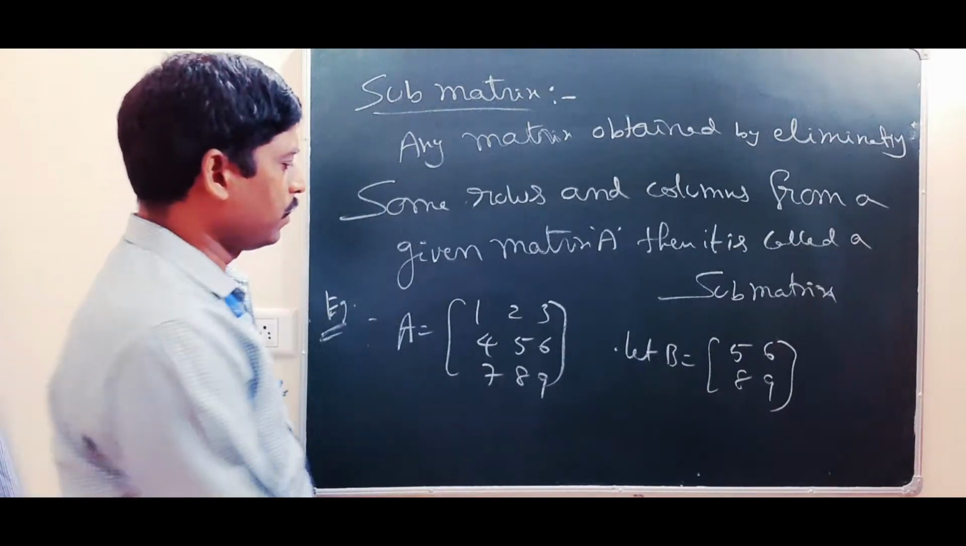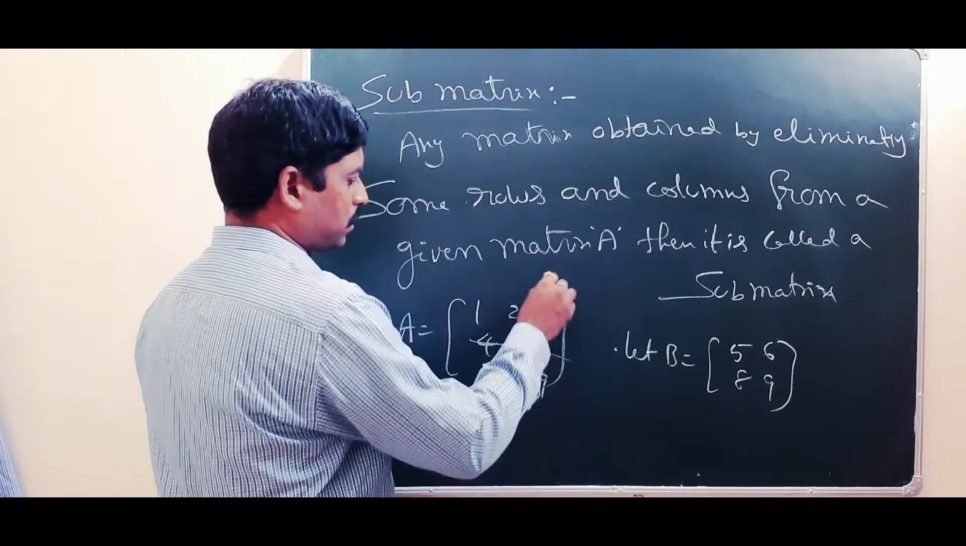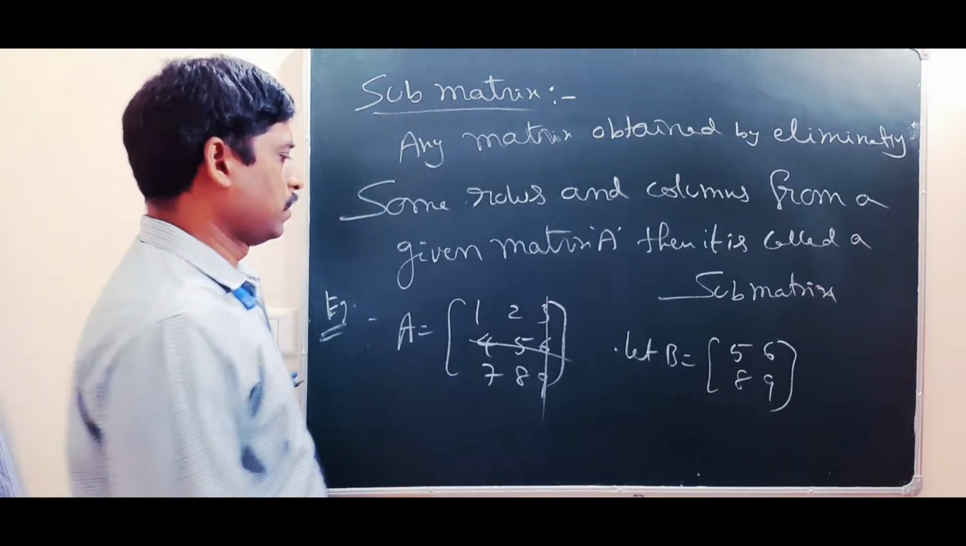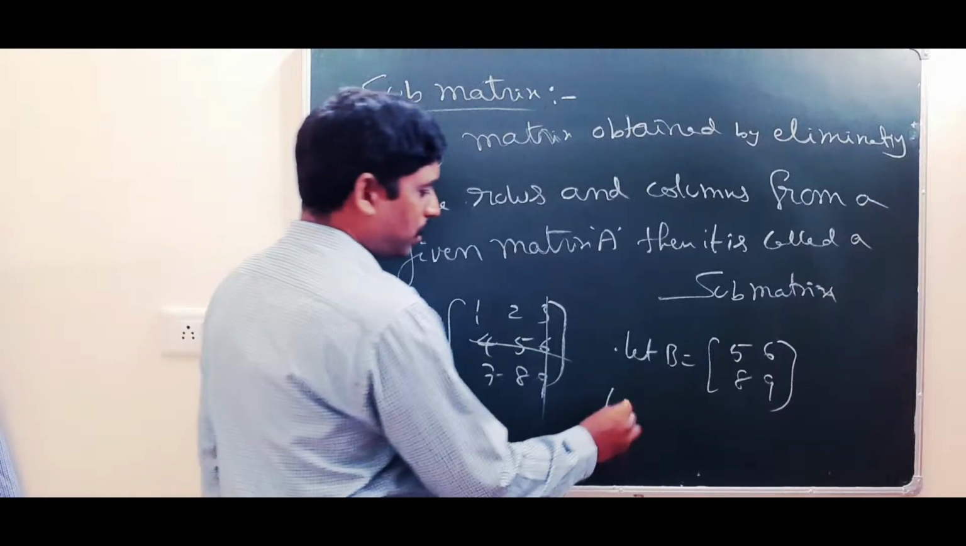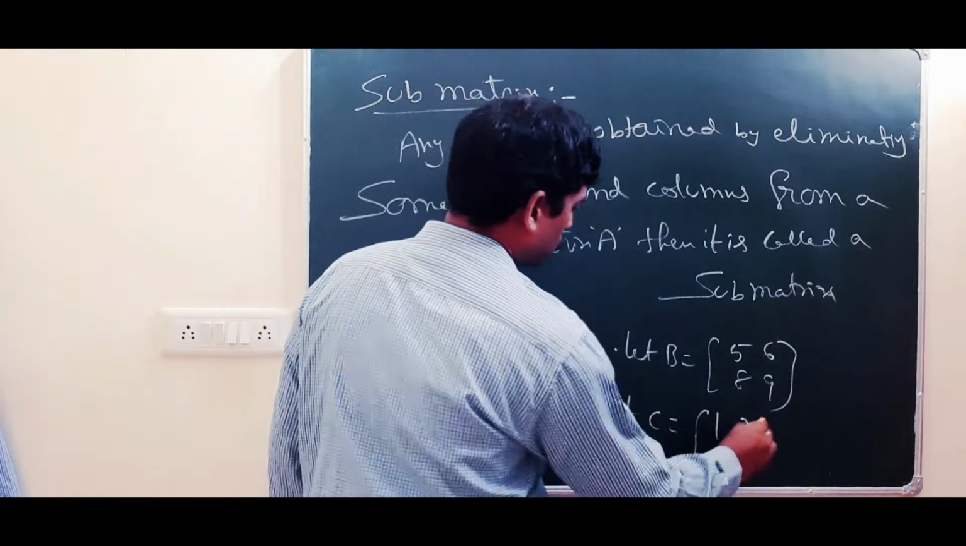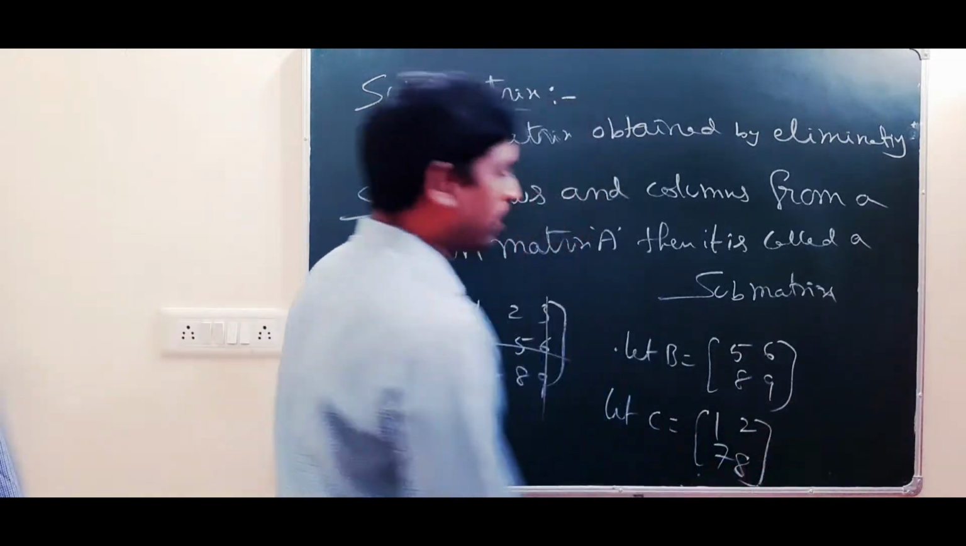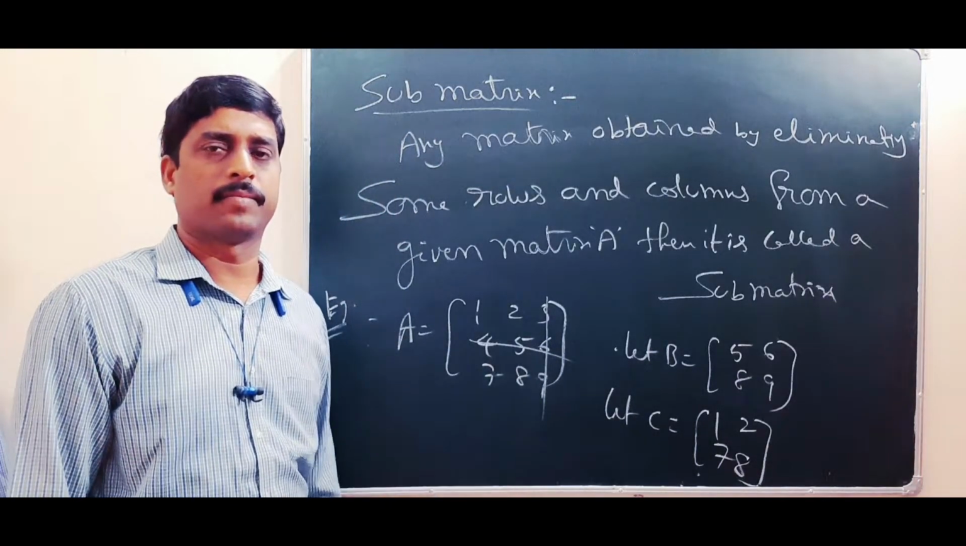Now by eliminating second row and third column, we get 1 2, 7 8. So let us take C is equal to [1 2; 7 8]. This is also one of the submatrices of the given matrix.